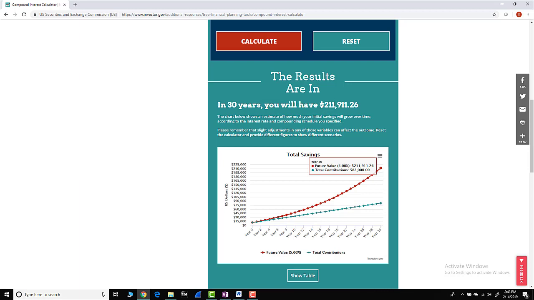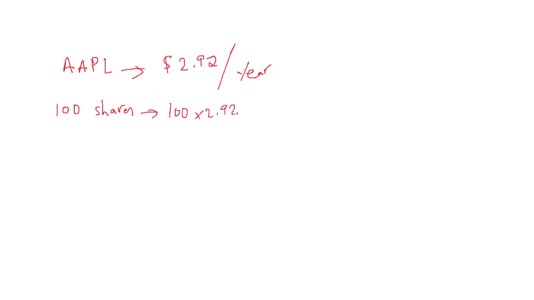Let's take a look at the snowball effect by investing in the stock market. Take Apple for example. Apple pays a dividend of $2.92 every year. If you have 100 shares of Apple in your account, the dividend you receive will be $2.92 times 100, which equals $292.